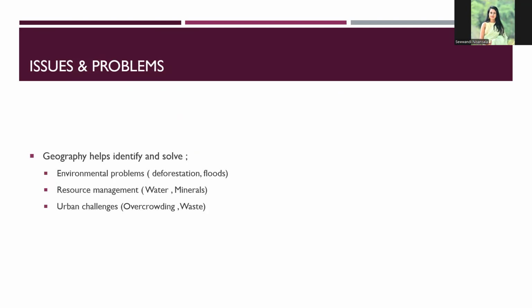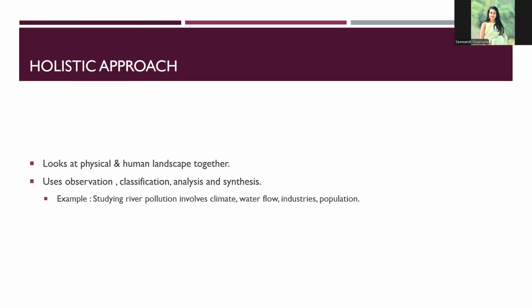So it's a very important holistic approach. Geography always looks at the whole picture, both physical and human factors together. So, examples like studying pollution in the Kelani River, we can't just look at factories. We also need to consider rainfall patterns, river flow, nearby settlements, and the population density.